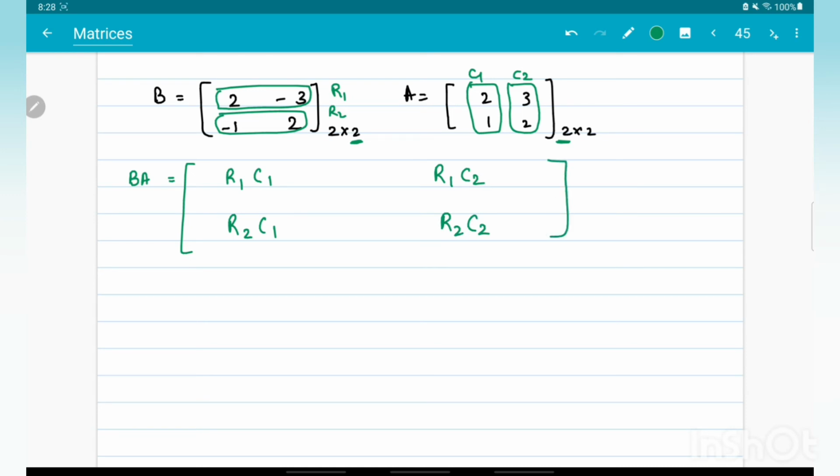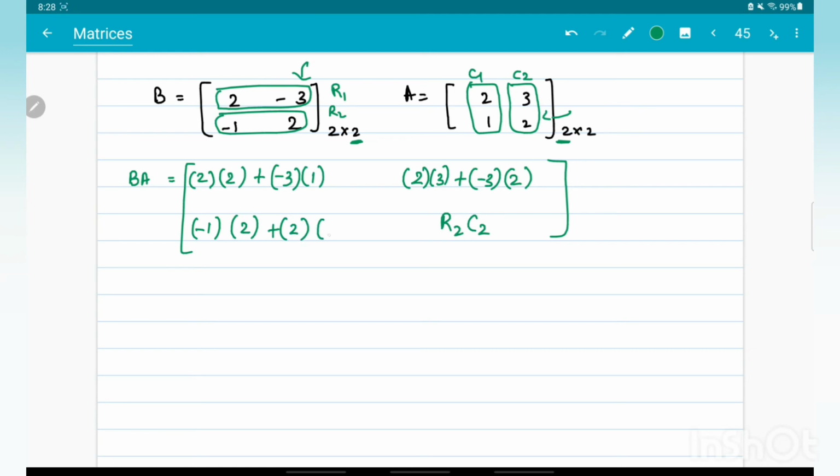Okay, so the corresponding elements are going to be multiplied. So when I do this, 2 will be multiplied with 2 of that column, plus minus 3 is going to be multiplied with 1. Then row 1 is going to be multiplied with column 2. That is, 2 will be multiplied with 3 of column 2, plus this minus 3 over here is going to be multiplied with this 2. Now row 2 into column 1, that is minus 1 into 2 plus 2 into 1.